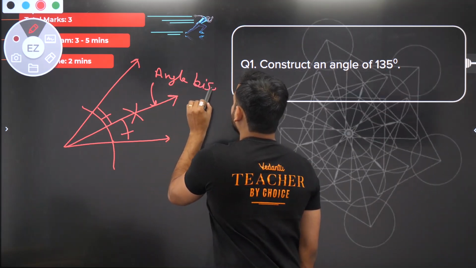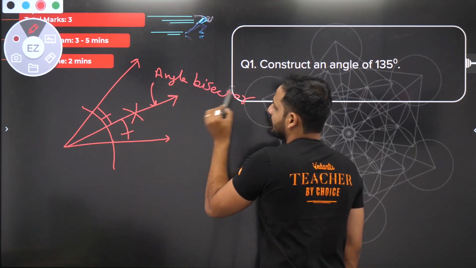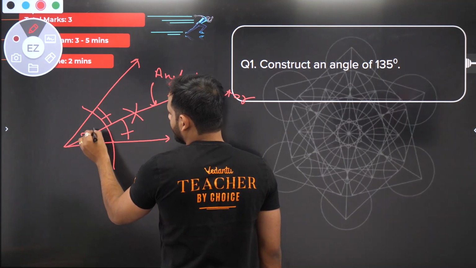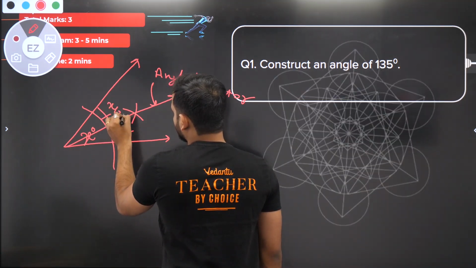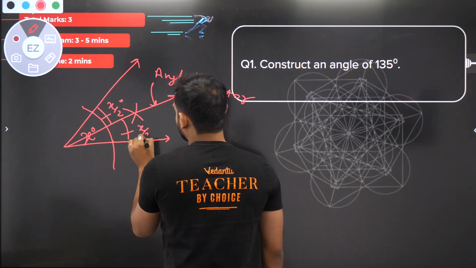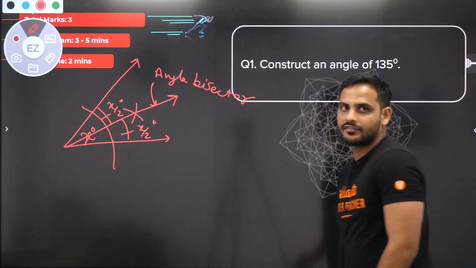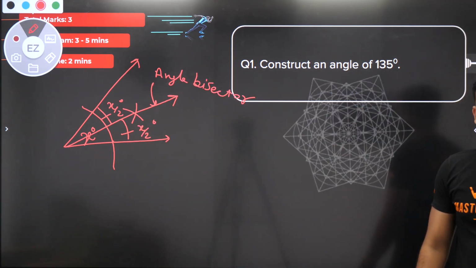This is your what? Angle bisector. Suppose earlier this whole angle was x degrees, so now it will be x/2 degrees, and this will also be x/2 degrees. Understood? This is the construction of an angle bisector.